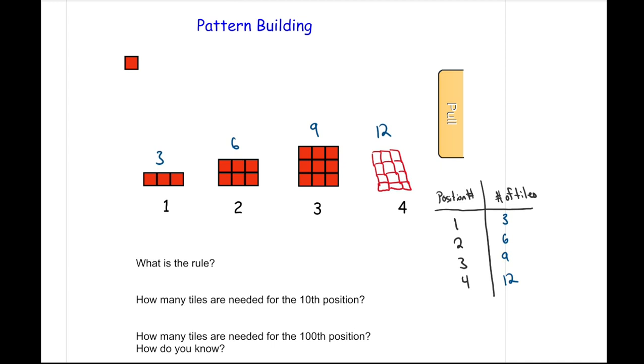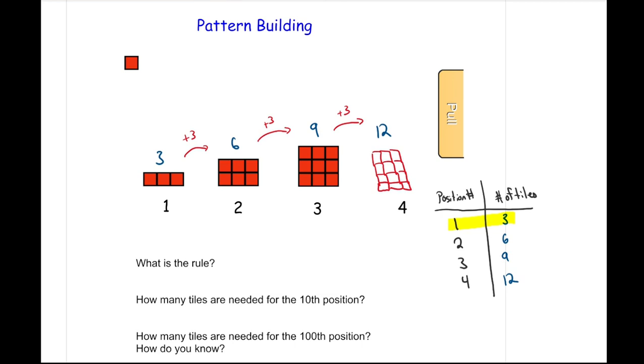So I want to think about what is the rule. What rule is my pattern following? And there's different ways we can figure this out. I could say, well, I'm adding 3 every time to my pattern, or every position it's increasing by 3, which is true. But I want to somehow relate the position number to the number of tiles.